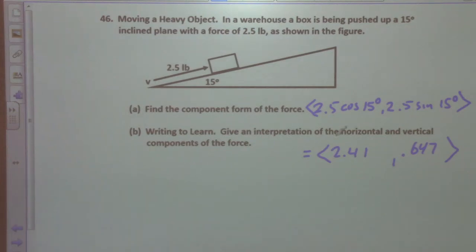And then writing to learn, give an interpretation of horizontal and vertical components of the force. How would you say that? What does that mean? What does that mean? he asked. Okay, I will show you. What that means is this.